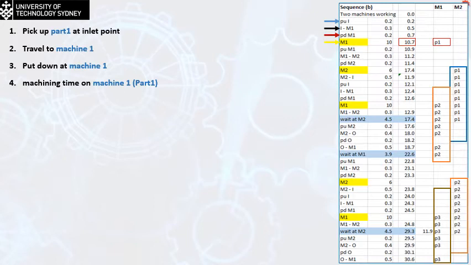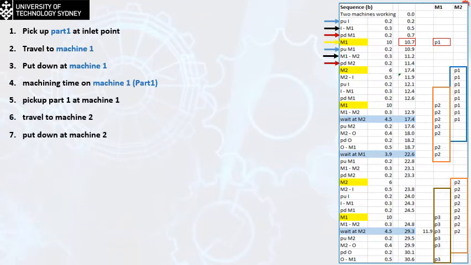Don't do any movement until the machining is finished for part number 1. Pick up part number 1 from machine number 1. Go to machine number 2. Put down the part at machine number 2. We start the machining at machine number 2.